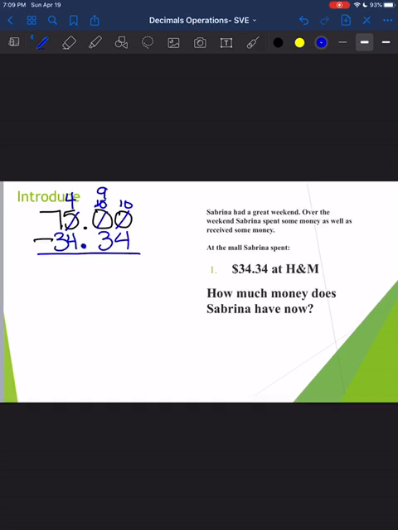10 minus 4 is 6. 9 minus 3 is 6. I'm going to bring my decimal points down. 4 minus 4 is 0. 7 minus 3 is 4. So how much money does Sabrina have now? Sabrina has $40.66.